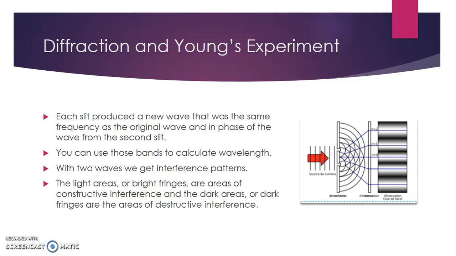So with two waves we get interference patterns. The light areas or bright fringes are areas of constructive interference, and the dark areas or dark fringes are the areas of destructive interference. So we're going to talk now about both constructive interference and destructive interference.